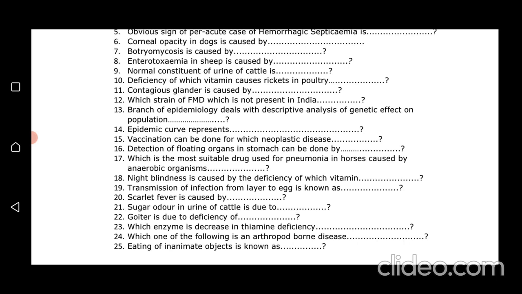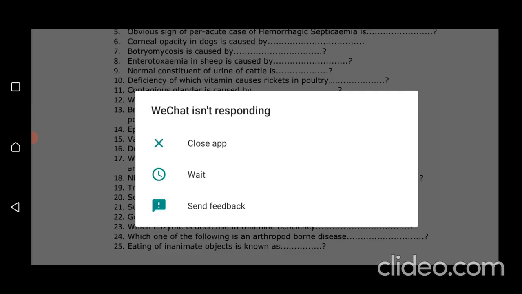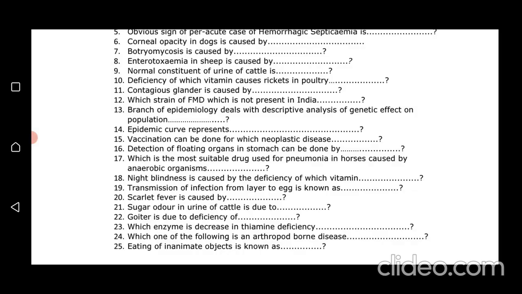Which enzyme is decreased in thiamine deficiency? Its answer is erythrocyte transketolase. Erythrocyte transketolase is the enzyme which is decreased in thiamine deficiency.